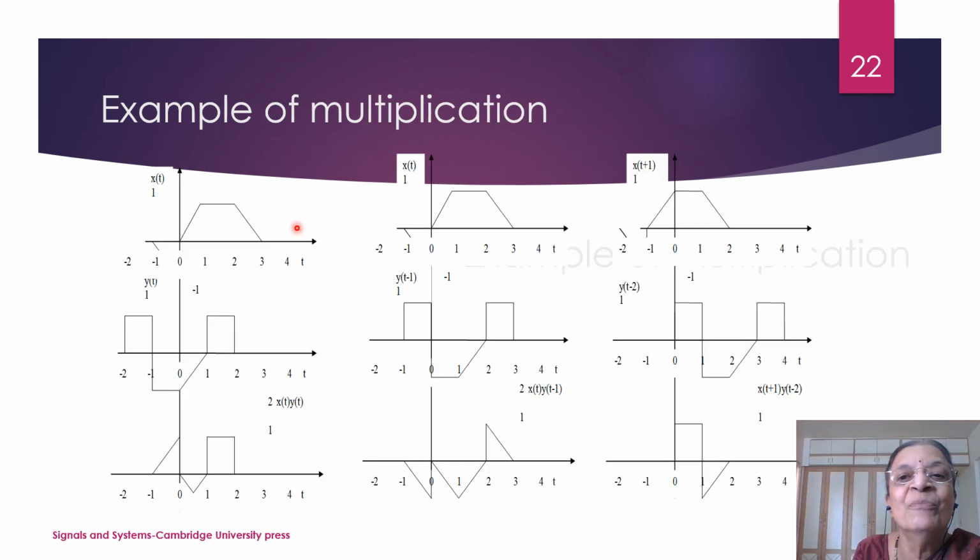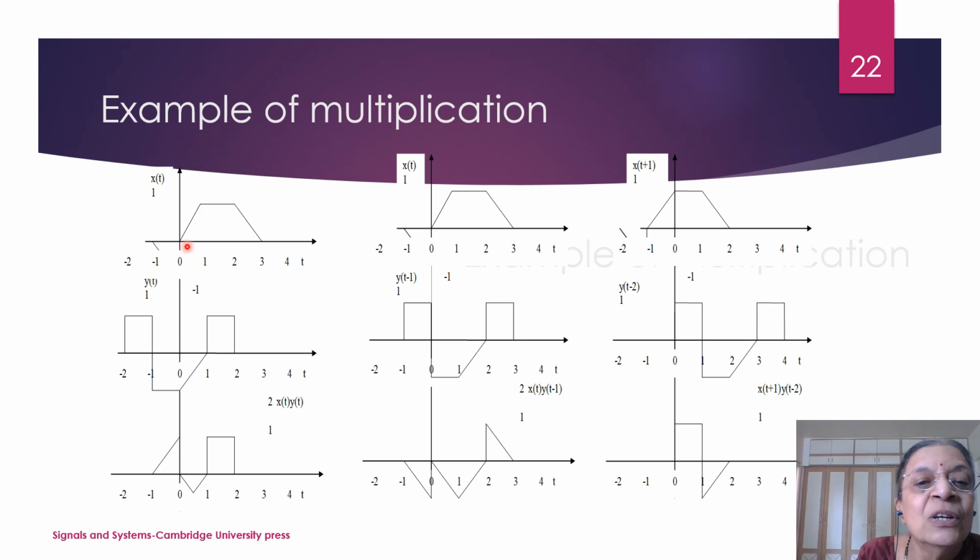Now consider an example for the multiplication. So same is x of t, same is y of t. Now I have to calculate x of t multiplied by y of t. In this case, see, minus 2 to minus 1, this is not existing, this is 0. So 0 multiplied by anything will be 0. Now between minus 1 to 0, it is varying like this, and here it is minus 1. So minus of minus will become plus, and it will vary between 0 to 1.